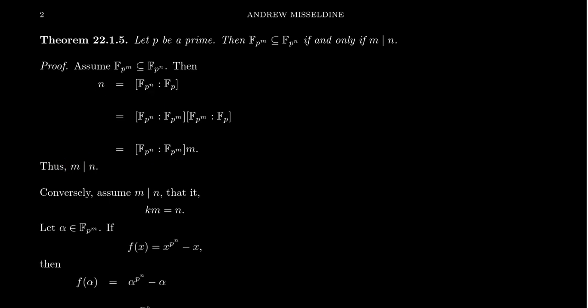Okay, why does it go the other direction? Well, suppose that M divides N. That is, there's some integer K such that KM is equal to N, like so. Take an arbitrary element of the field F sub P to the M. And I want you to consider the polynomial X to the P to the N minus X.